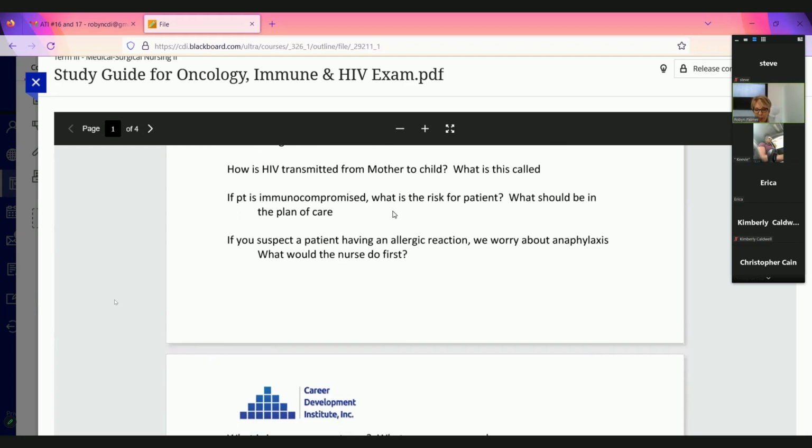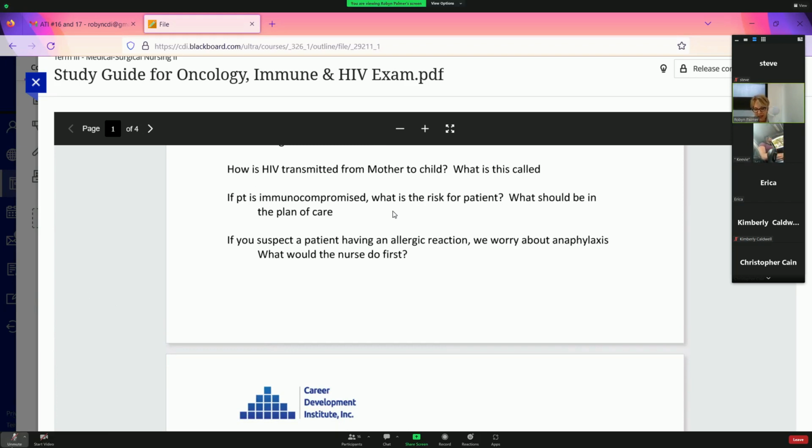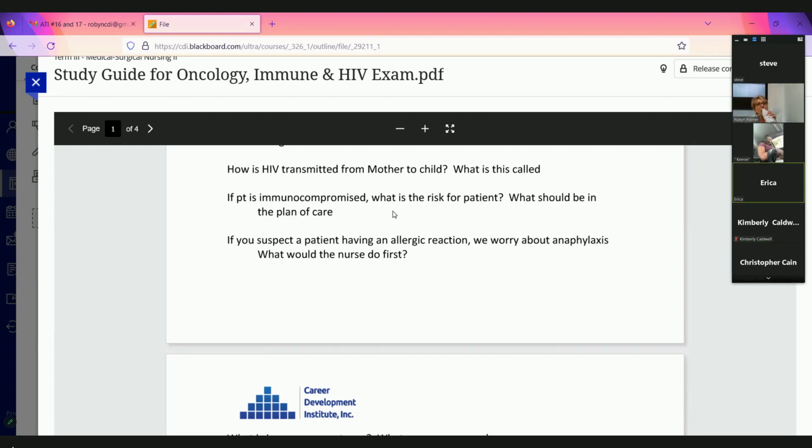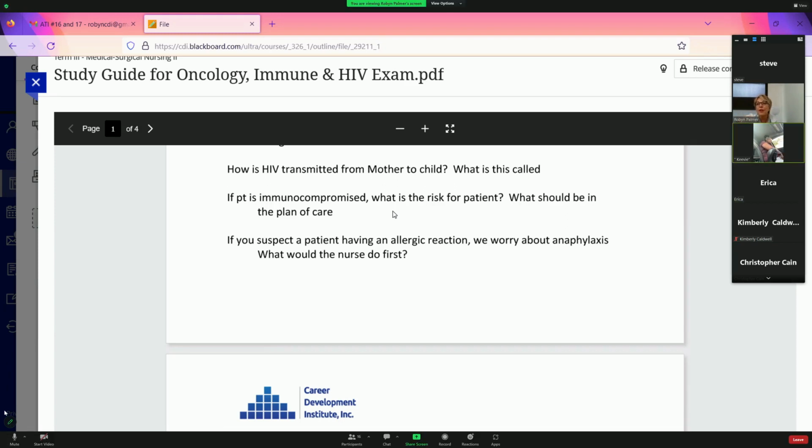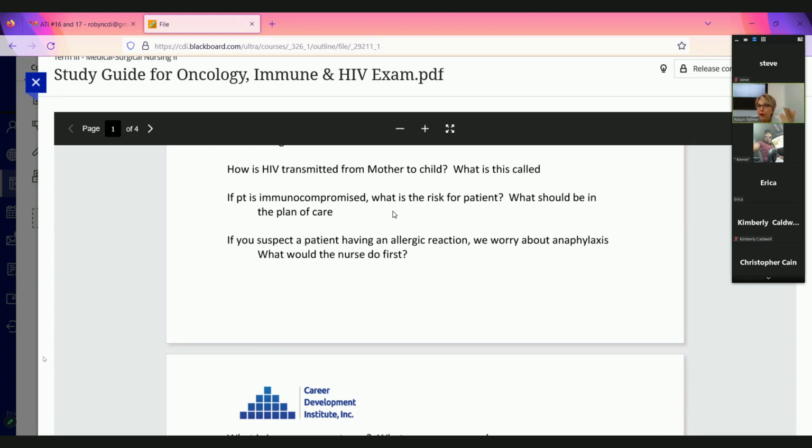What's it called when a mom gives HIV to the baby, and how does that transmission happen? Is it called vertical transmission? Yes, that's exactly what it's called. During pregnancy, during delivery, and through breast milk. During vaginal delivery, right. And so that's why we C-section the mom, and that's why we encourage bottle feeding.